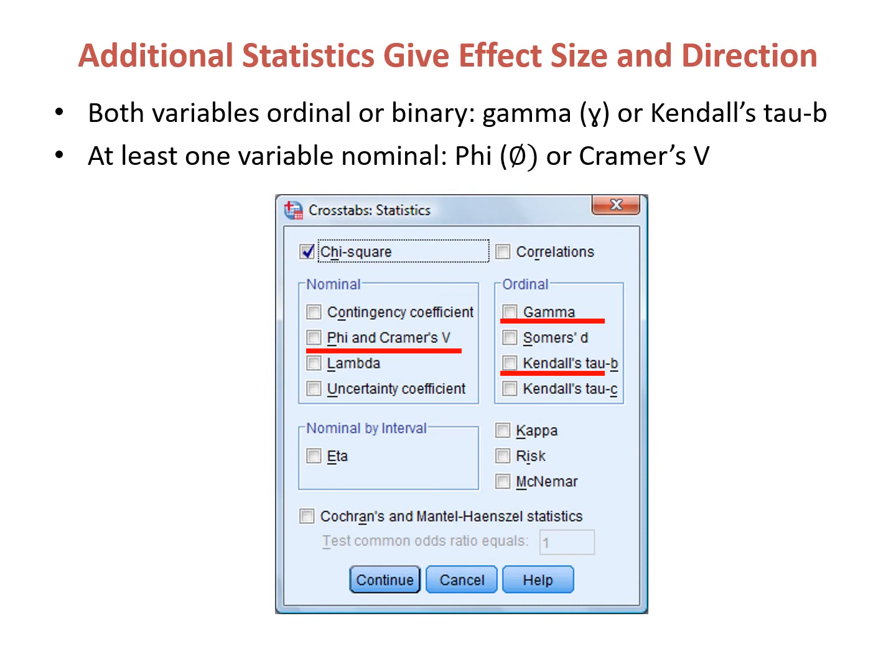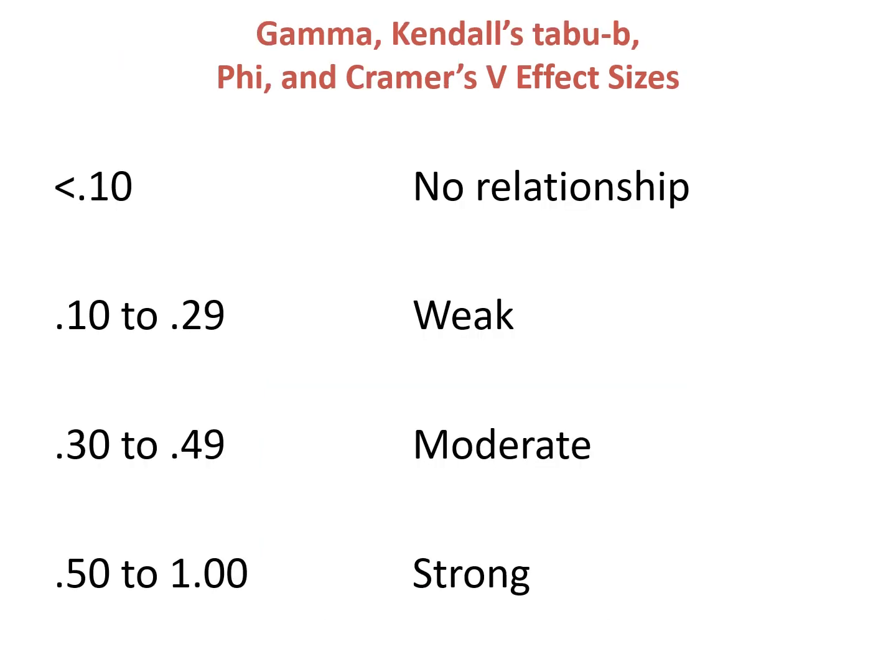The crosstabs command dialog box has a statistic option allowing us to select the statistic that we want. The location of these measures of association are highlighted. The interpretation of these statistics is the same as Pearson's R. The threshold for a weak association is an absolute value of 0.1. The threshold for a moderate association is 0.3. The threshold for a strong association is 0.5.